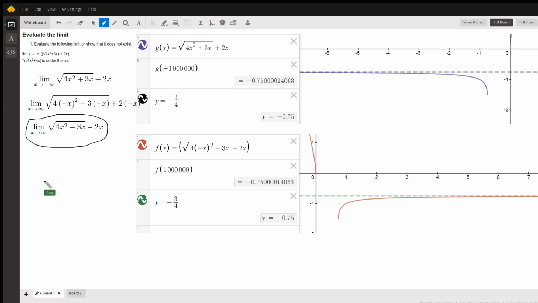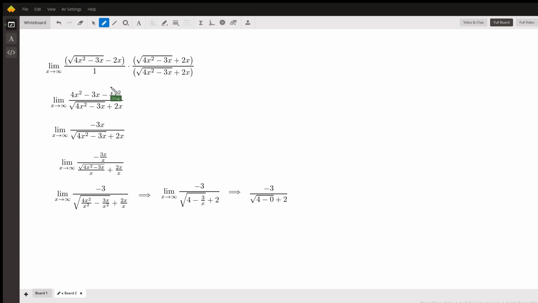To do that, we'll go to the second board. The key is, what frequently works when you have a radical minus or plus a constant is to multiply top and bottom of the original function by the conjugate. In this case, a plus 2x instead of a minus 2x. The reason is because this leads to a difference of squares in the numerator.